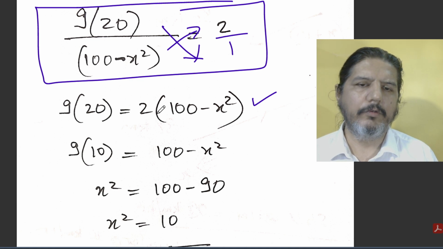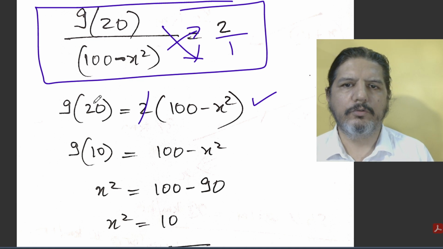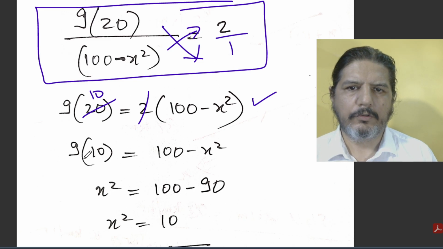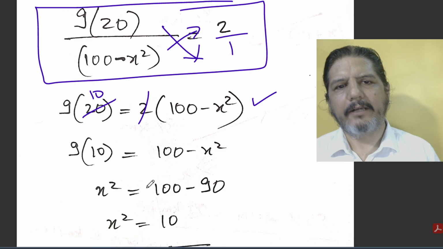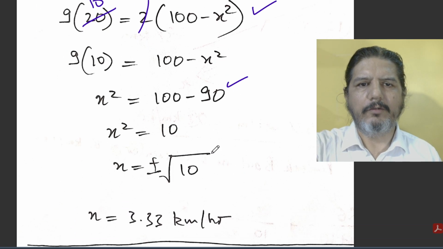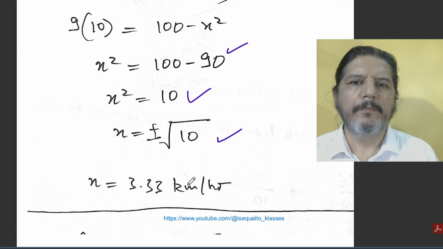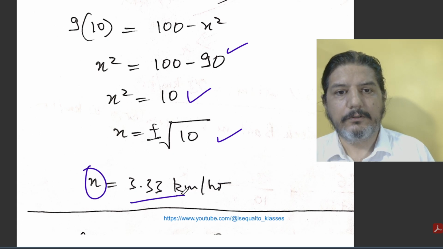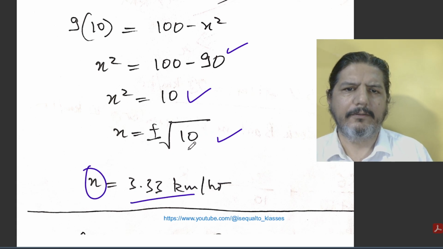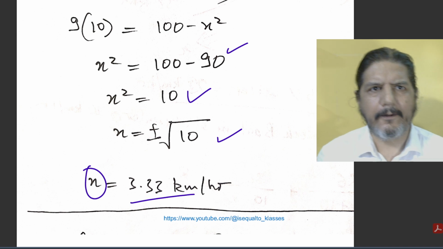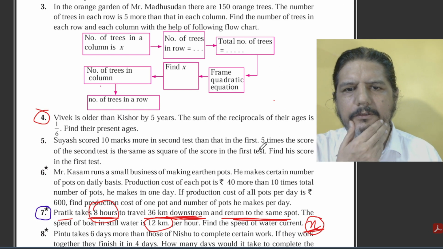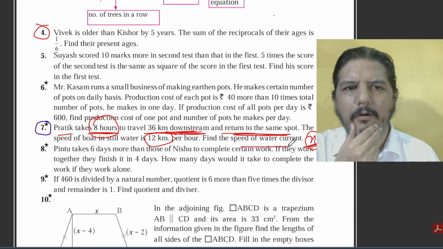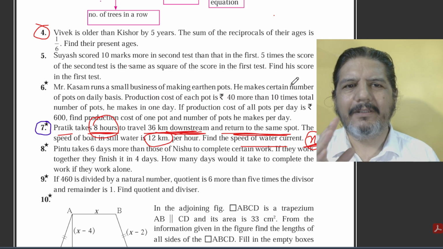And then we can cancel 2 on both sides. So this 2 and this will cancel. So this will be 90 is equal to 100 minus x square, and x square would be equal to 100 minus 90. So x square would be equal to 10 and x is equal to plus minus root 10. So basically the speed, because x can't be negative, so my x is root 10 km per hour, approximately 3.33 km per hour. So this is what the value of water current is. So this is a bit tedious question.